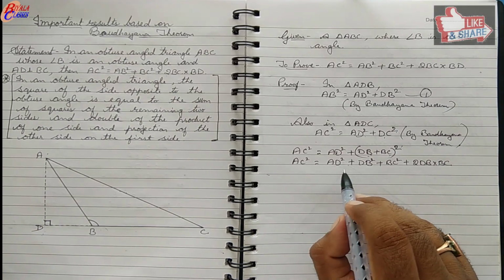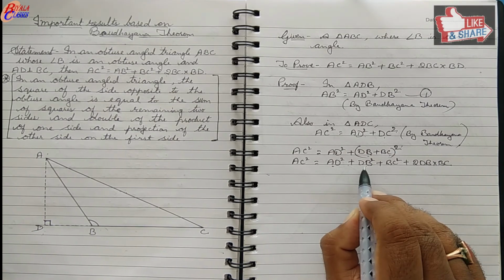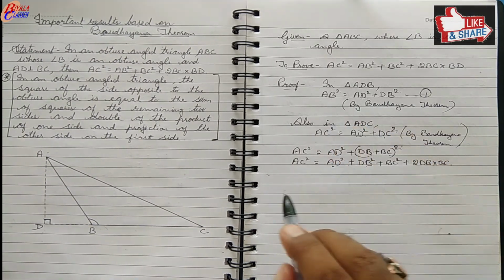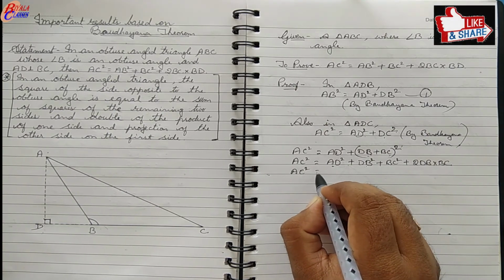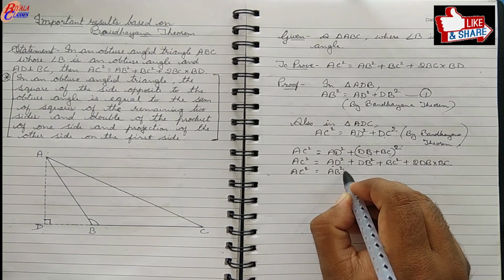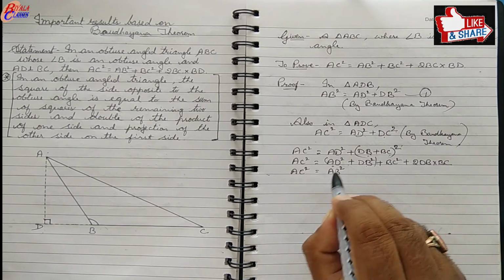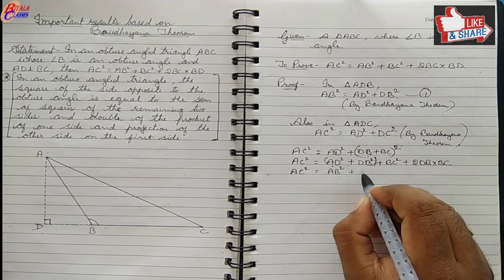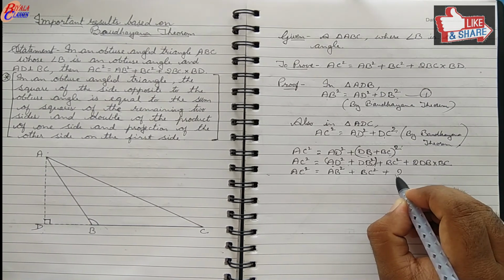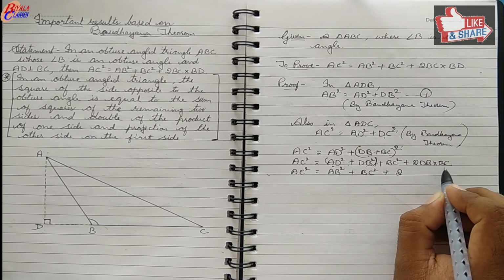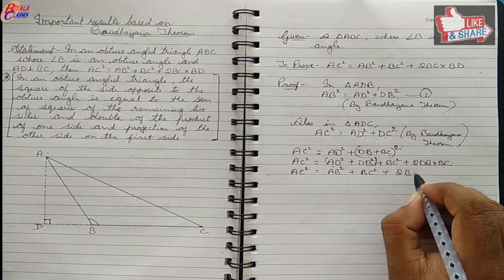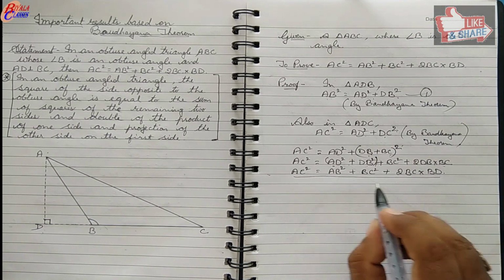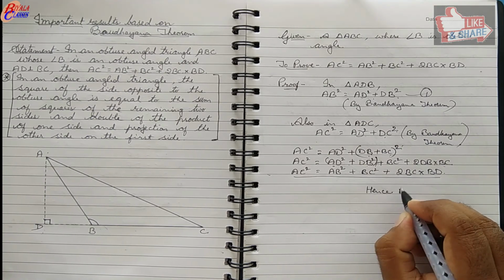Now after rewriting it like this, AD squared plus DB squared, from the first equation we have AD squared plus DB squared equal to AB squared. So we'll replace this. So AC squared equals AB squared plus BC squared plus twice DB into BC. Now you can rearrange them and rewrite it as BC into BD. So this is the result which we had to prove.